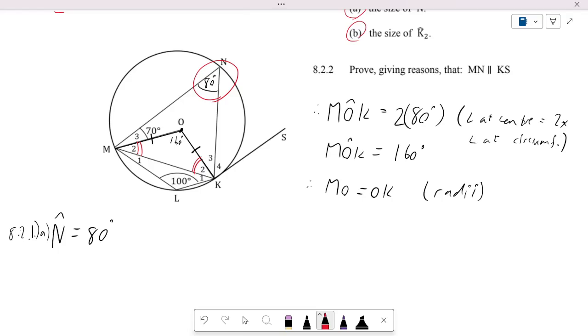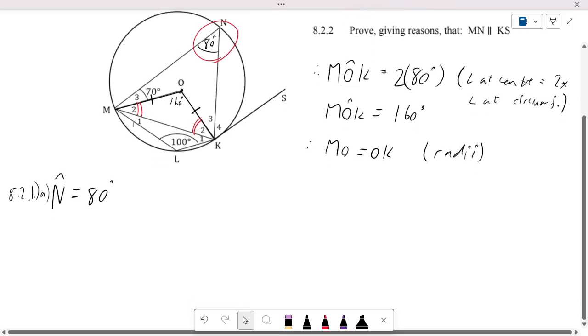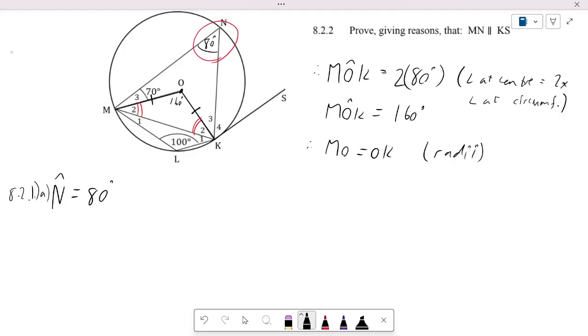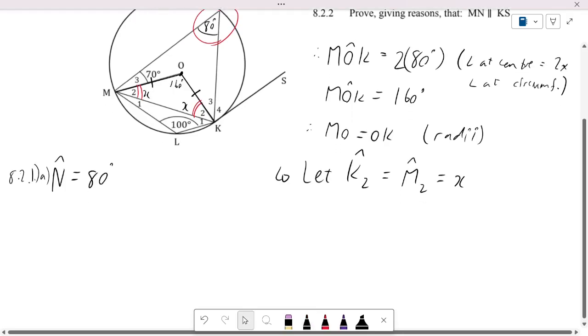So now what we can say over here is that we can actually find one of them, right? So let's say we're going to let angle K2, because K2 is equal to M2, equal to X, such that we have angle X here and angle X over here, so that we can solve. Because angles in a triangle add up to 180 degrees, we're going to do this, right?